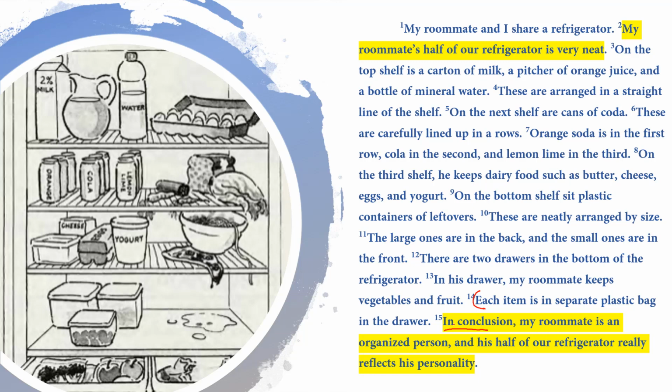"In conclusion, my roommate is an organized person, and his half of our refrigerator really reflects his personality." My roommate is an organized person. In this case, it is almost the same as when the writer tells us my roommate's half of our refrigerator is very neat. So there are two different words which basically tell the same idea.